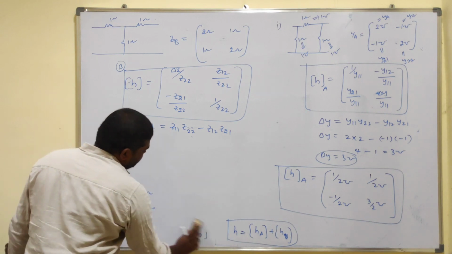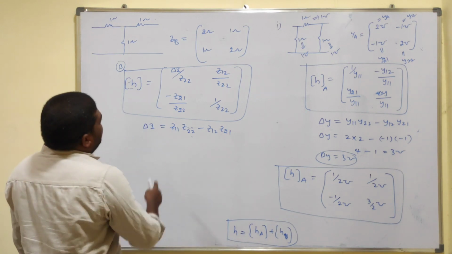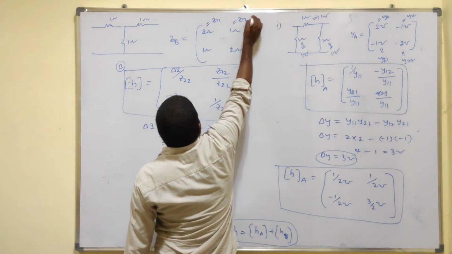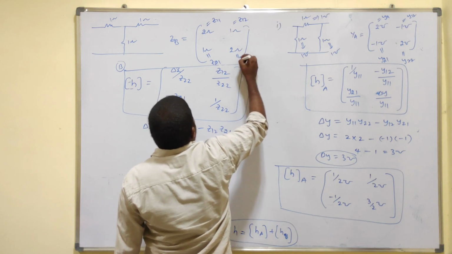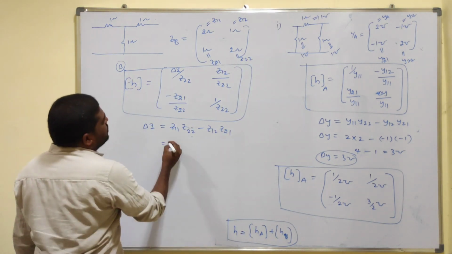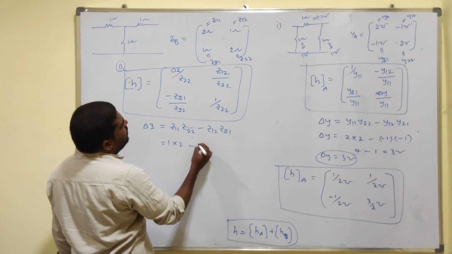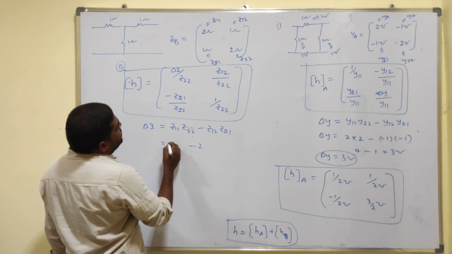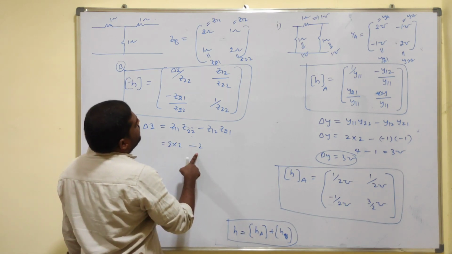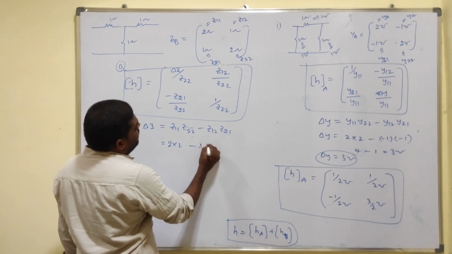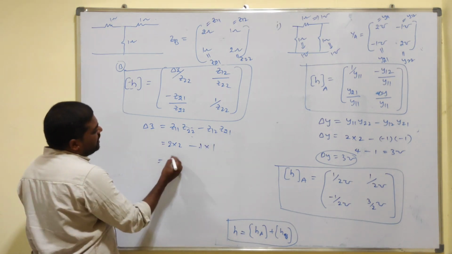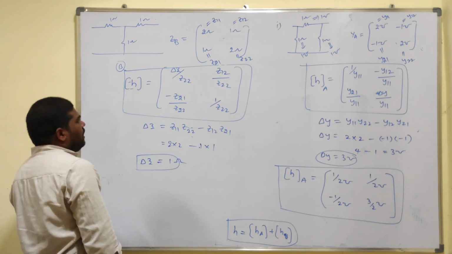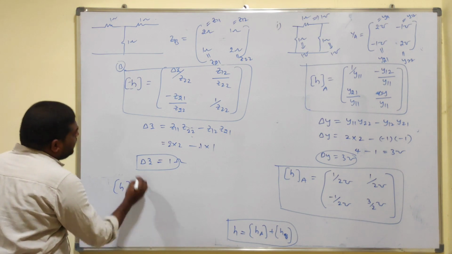Now here you can write the matrix Z11, Z12, Z21 and Z22. Here Z11 equals how much? Z11 equals 2 and Z22 also 2. Z12 is 1, and Z21 also 1. So you will get 2 minus 1, so 1. So delta Z equals 1 Ω. Now the H matrix, this is HB.